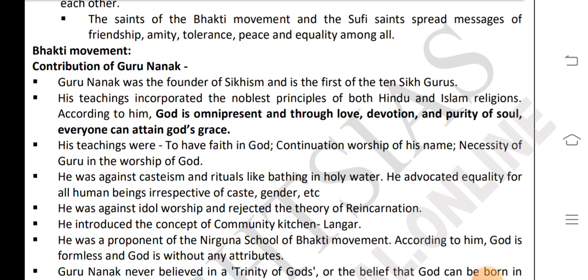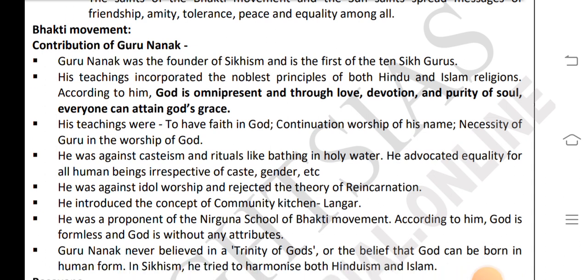Unity among Hindus and Muslims: the synthesis of both the Bhakti and the Sufi movement helped to bridge the gap between the Hindu and the Muslim communities and bring them closer to each other. The Sants of the Bhakti movement and the Sufi Sants spread messages of friendship, amity, tolerance, peace, and equality among all.